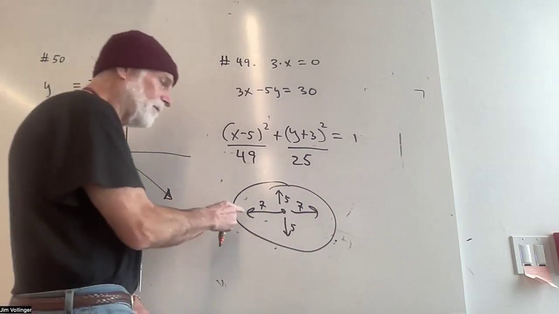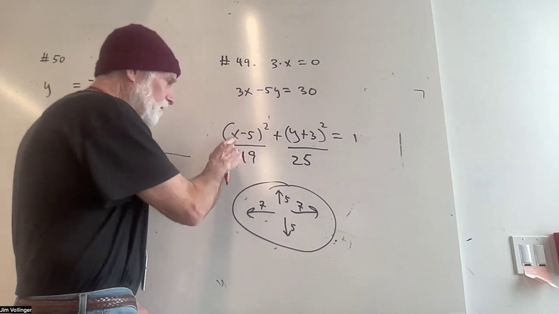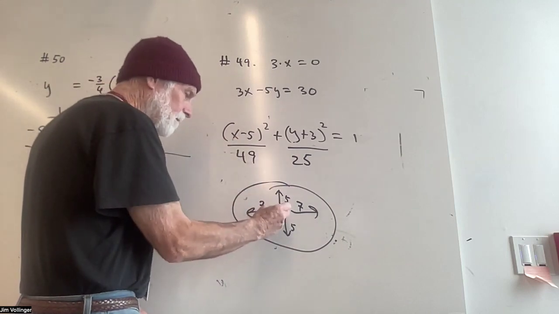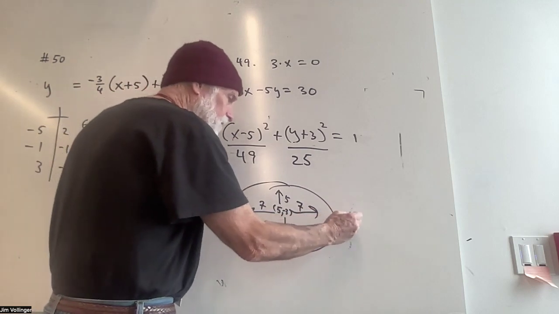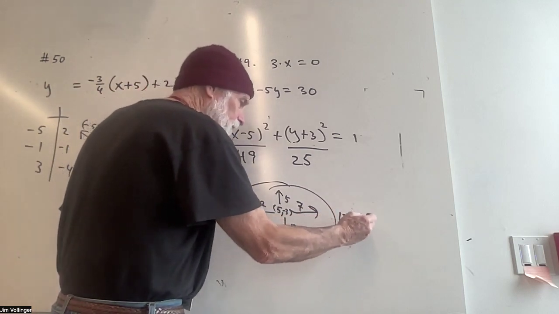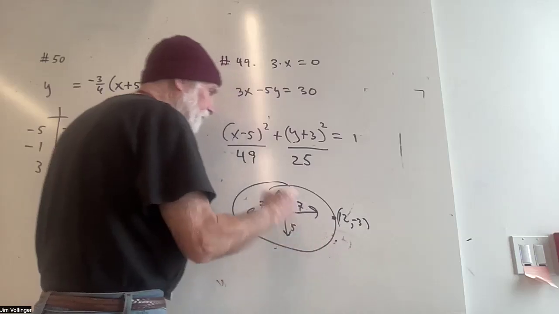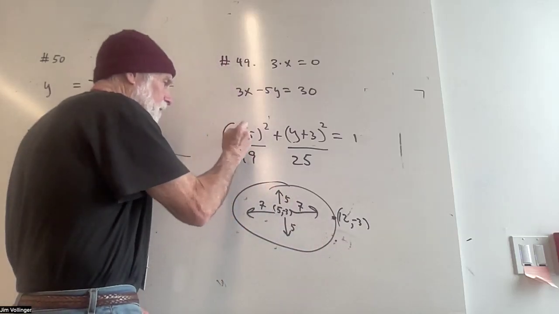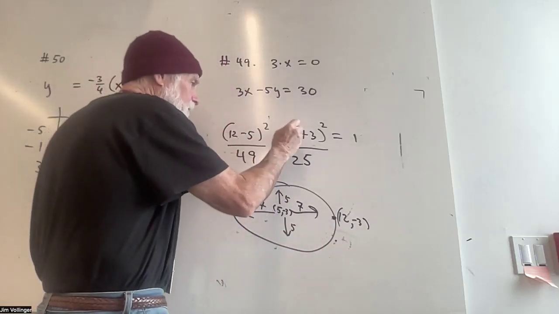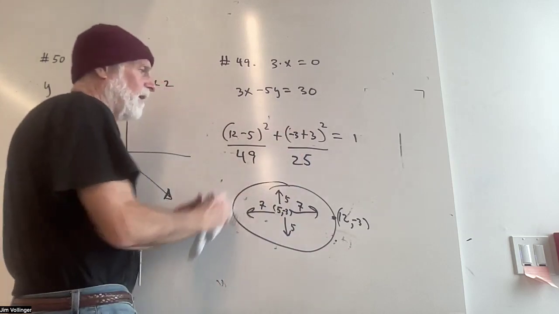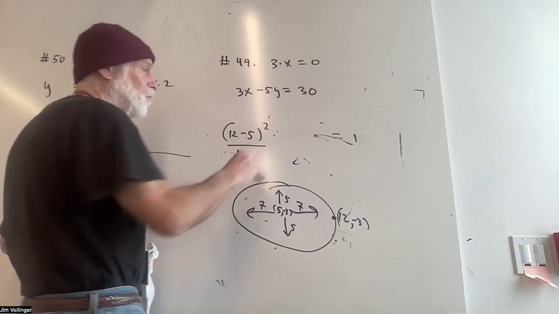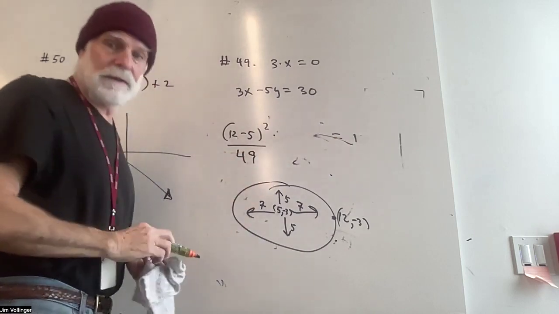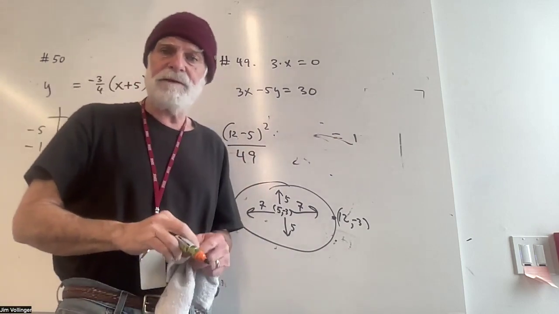And if I know the center is 5, -3, it's not hard to move 7 units to the right. 12, comma, -3 is on the graph. True. Yeah, so we're building off of these problems.